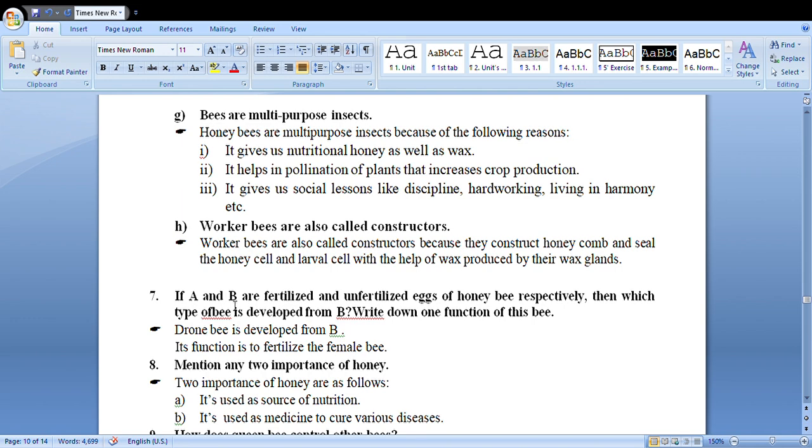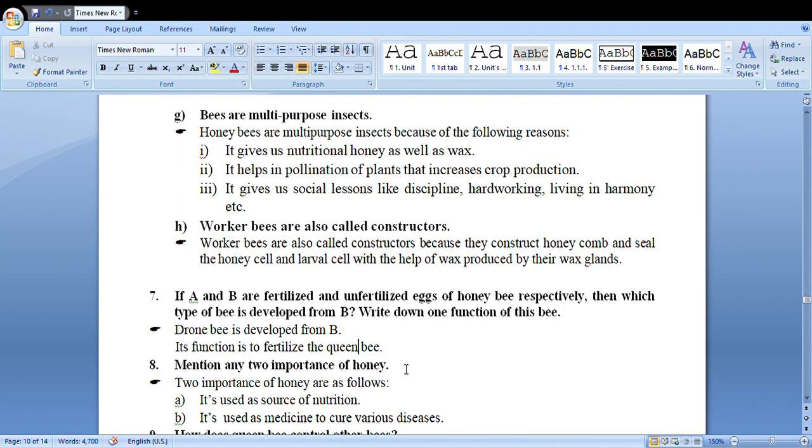Question number 7. If A and B are fertilized and unfertilized eggs of honeybee respectively, then which type of bee is developed from B? Write down the function of this bee. Drone bee is developed from B because B is unfertilized. From unfertilized egg, drone bee is developed. Drone bee's function is to fertilize the female bee, the queen bee. Female bee means fertile female, that is queen bee.